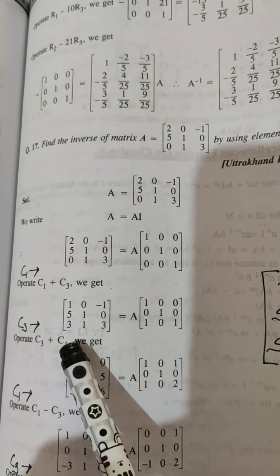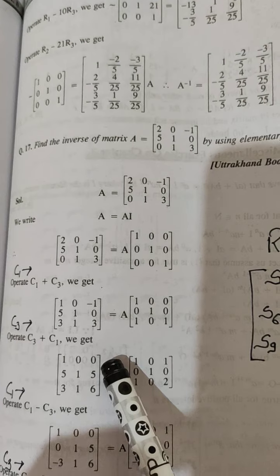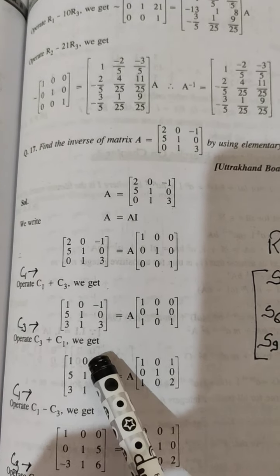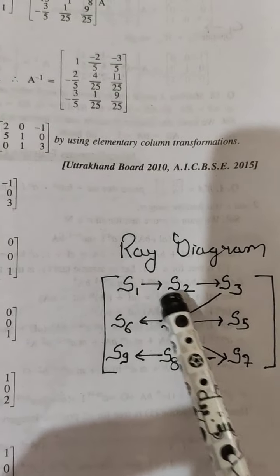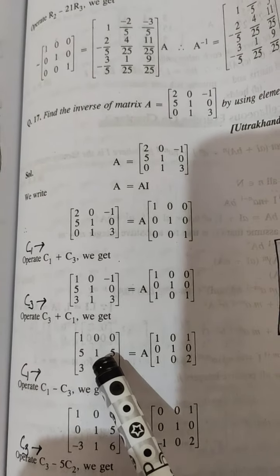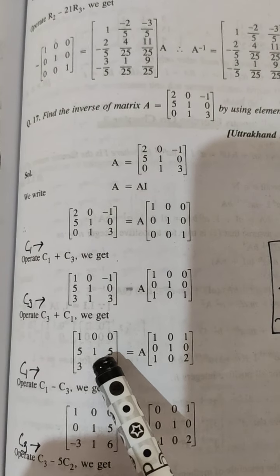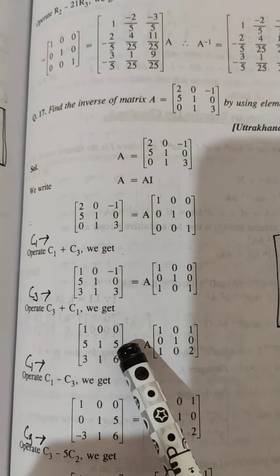Now this will change into 0, so how will we change it? It is lying in C3. C3 gives C3 plus C1. So we are getting 0. Now we will approach this element, which is S4. We want 1, and we already got 1. So now with the help of it, we will change these two into 0.